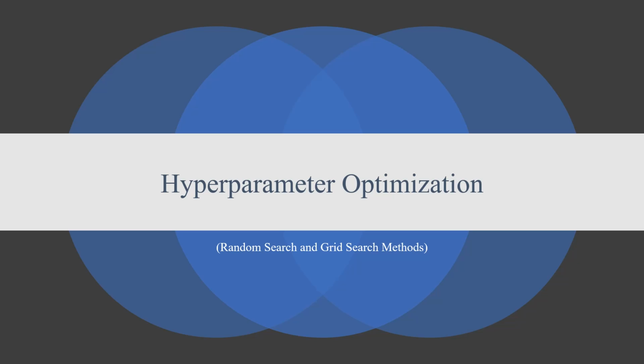Today we're going to talk about hyperparameter optimization, mostly regarding the two best methods called random search and grid search. Let's get right onto it, shall we?